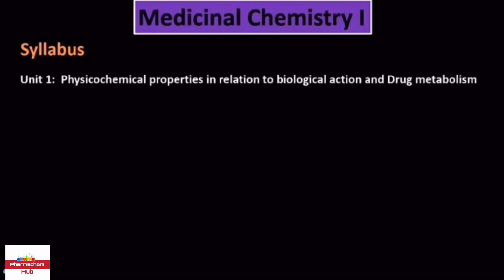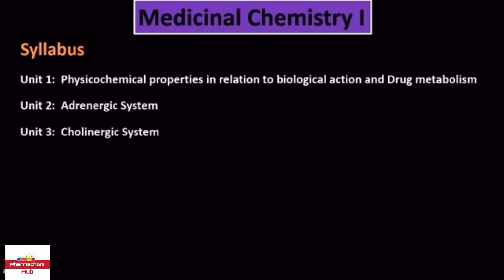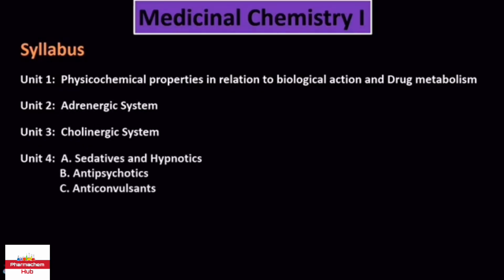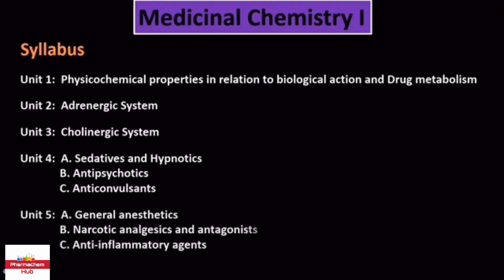Unit 1, Physico-chemical properties in relation to biological action and drug metabolism. Then Unit 2 is drugs acting on adrenergic system. Unit 3 is drugs acting on cholinergic system. Unit 4 is divided into 3 topics: sedatives and hypnotics, antipsychotics, and anticonvulsants. And finally, Unit 5 is general anesthetics, narcotic analgesics and antagonists, and anti-inflammatory agents. Now it looks easy to study Medicinal Chemistry 1.